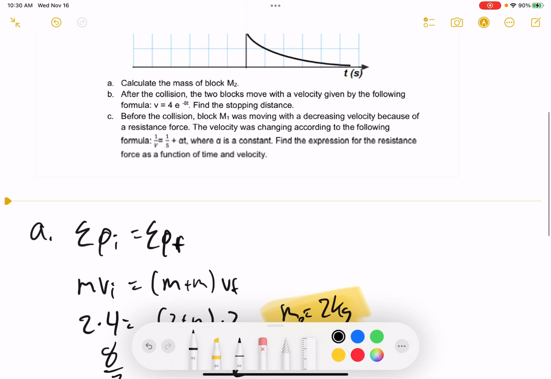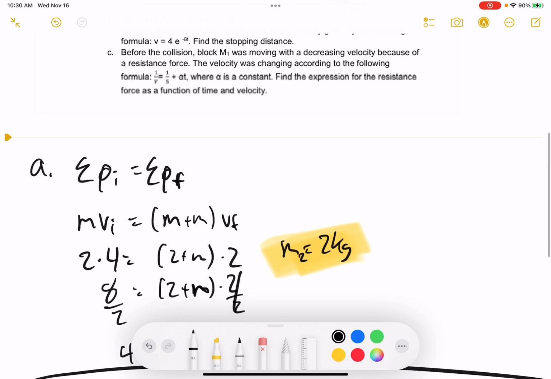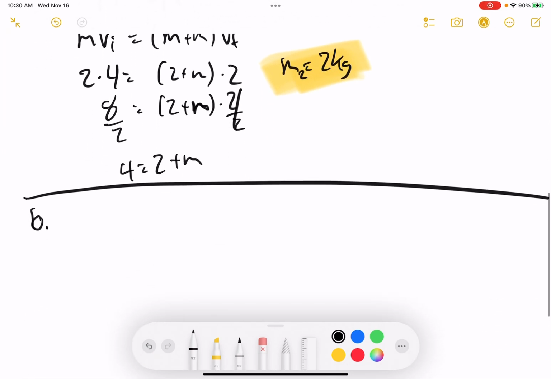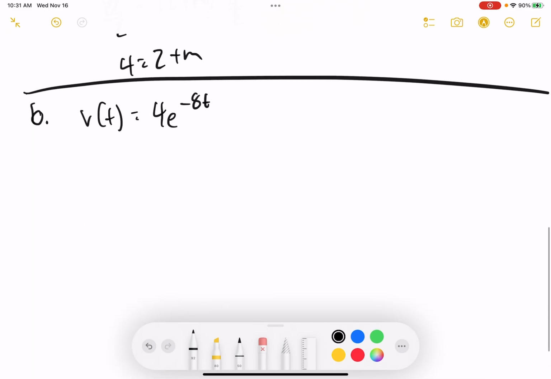It says, after the collision, the two blocks move with a velocity given by the function v of t equals 4e to the negative 8t. And then it says, find the stopping distance. So I'm just going to graph this. I have velocity, I have time, and my function is going to look something like this.